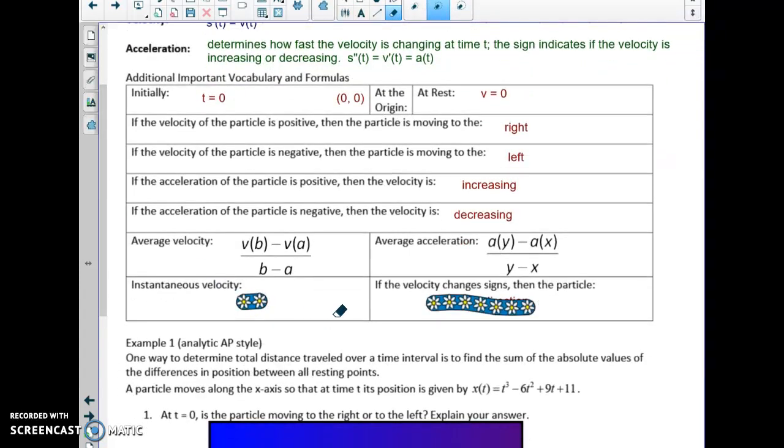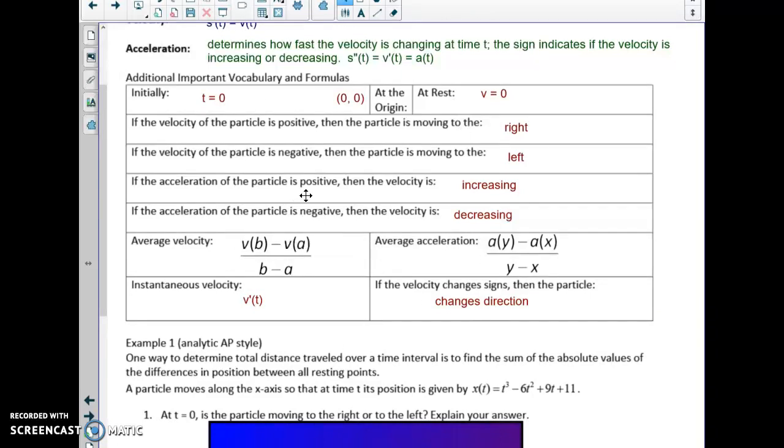Instantaneous velocity, so we have done instantaneous stuff in the past. We're just going to be focusing on this velocity here. Instantaneous velocity is literally the derivative of the position. And finally, if the velocity changes signs, then the particle is changing direction. This is the one we'll probably use a lot. So if the velocity goes from positive to negative or negative to positive, then the particle itself is changing direction.